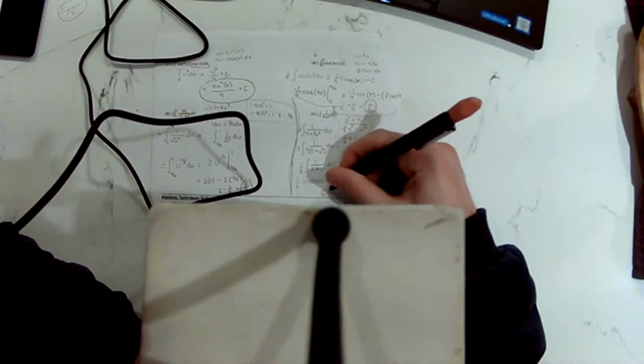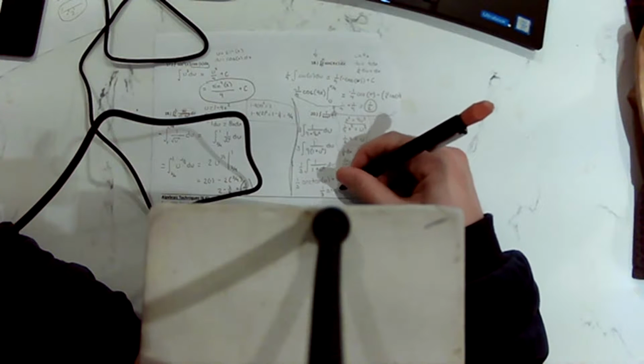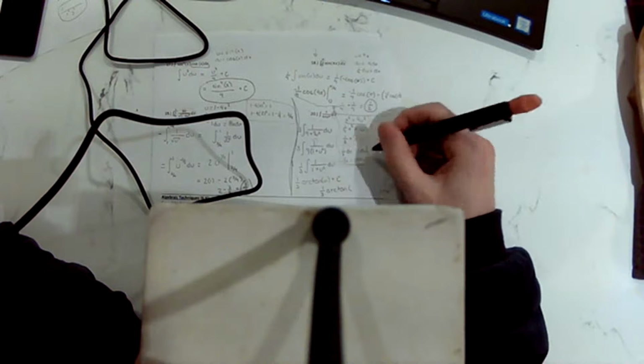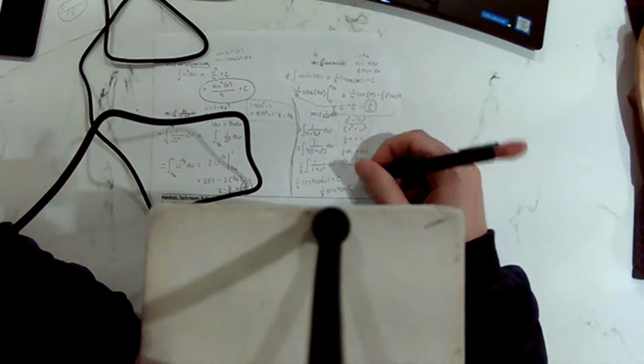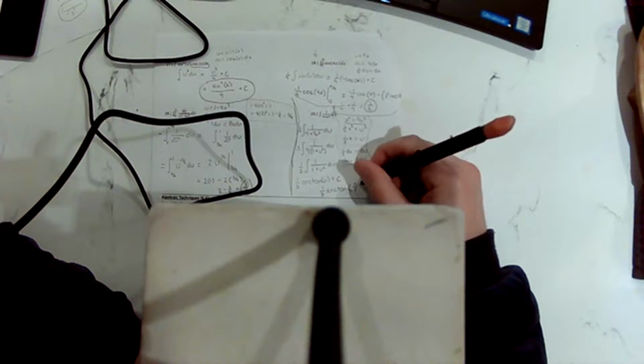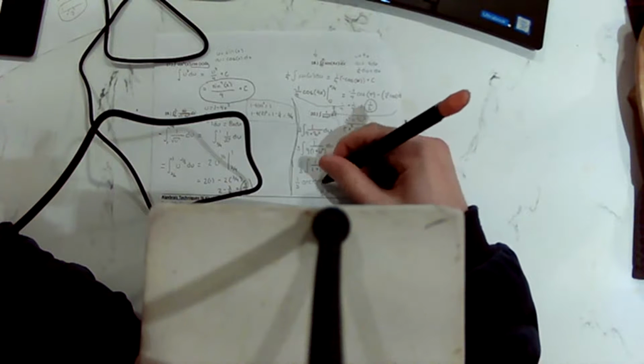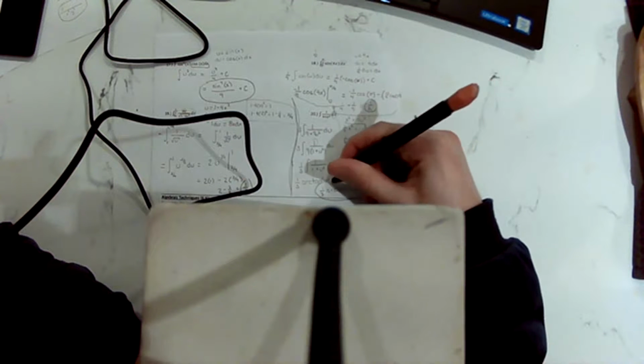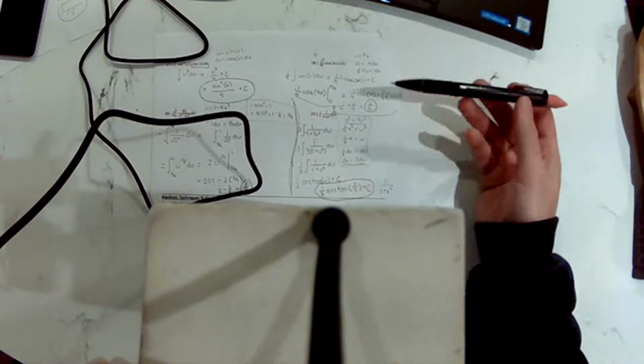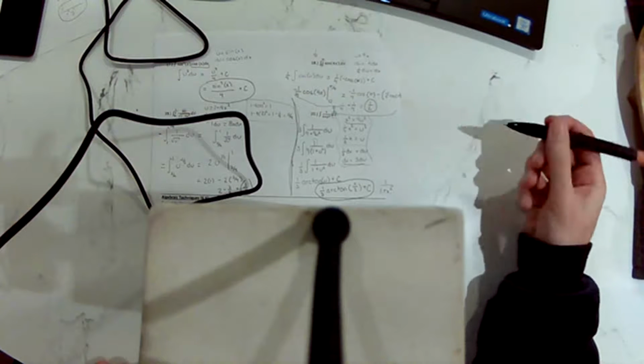And then what did we say u was? This would be 1/3 arctangent of u, which was 1/3 x, or x over 3 to save space, plus c. And then that's your answer. Okay, cool, so there's that.